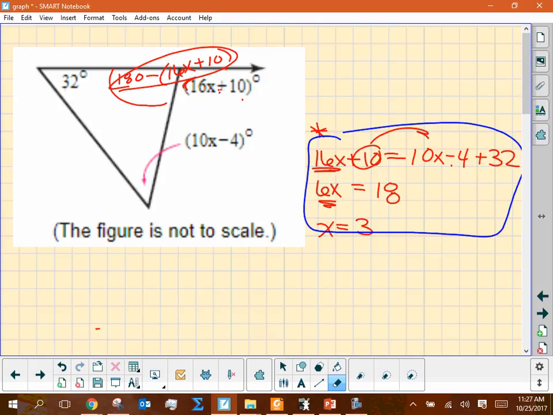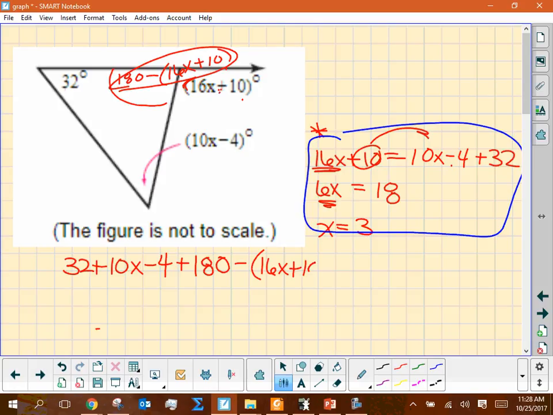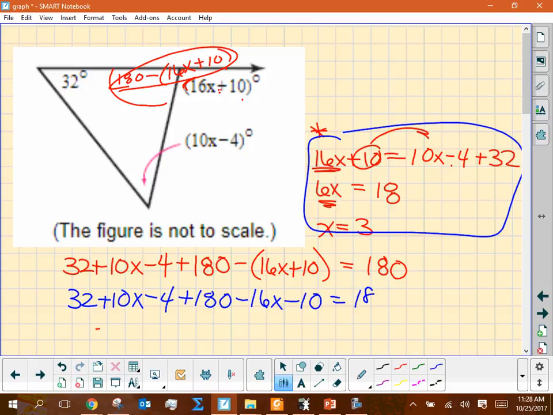Okay? Now, I've got the three angles of a triangle, right? So let's take 32 plus 10x minus 4 plus 180 minus the quantity 16x plus 10. And those three angles should add up to give me 180. Would you agree with that? Okay, now I'm going to distribute here, so I get 32 plus 10x minus 4 plus 180 minus 16x minus 10 equals 180, right? What are you going to do?